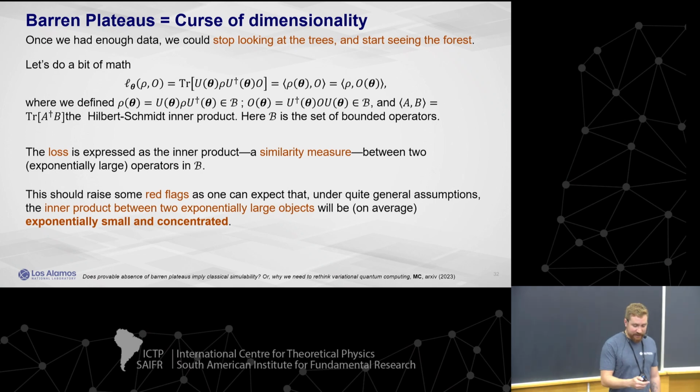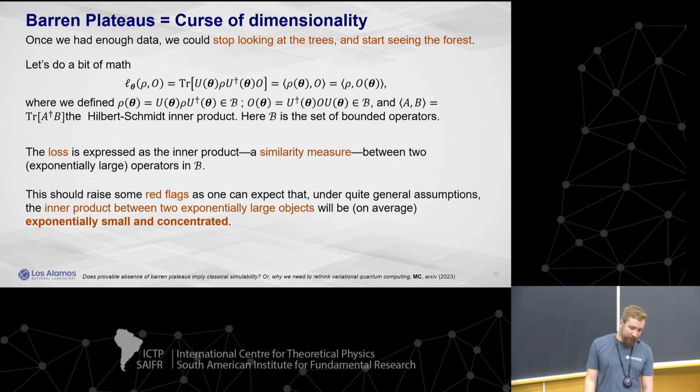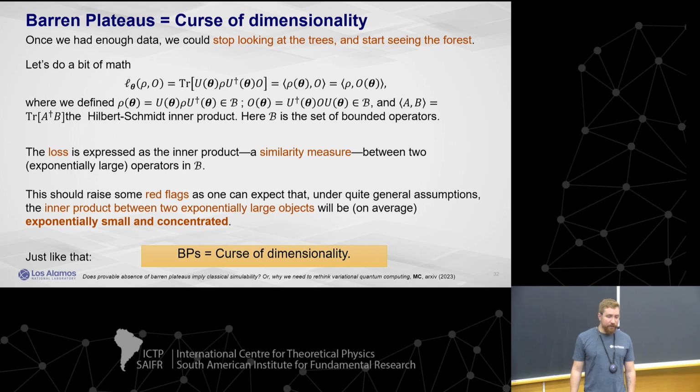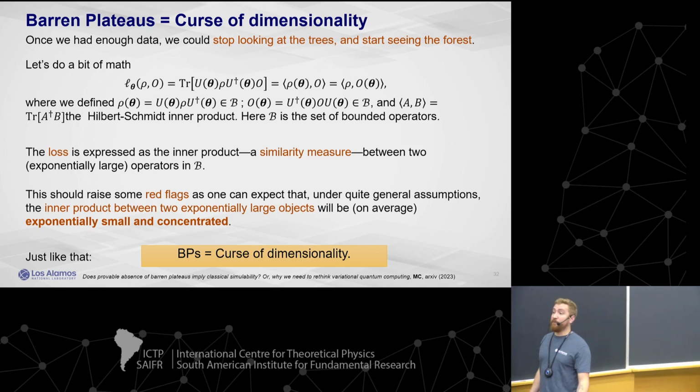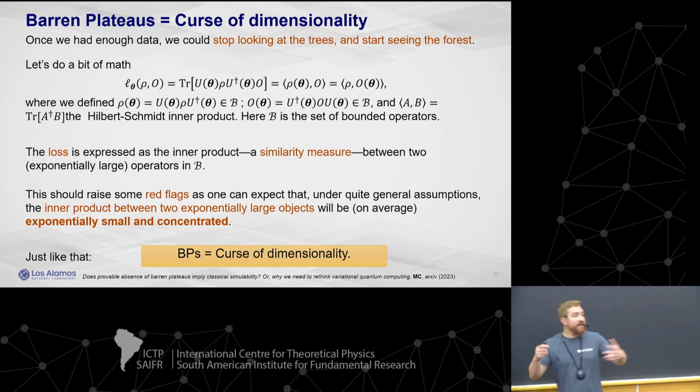So this, I think, is kind of like the order zero understanding of Barren plateaus, which is that they are a curse of dimensionality. And this thing that we wanted to use, which was the exponentially large feature space of quantum systems, well, it turns out to be the thing that is actually very, very bad.